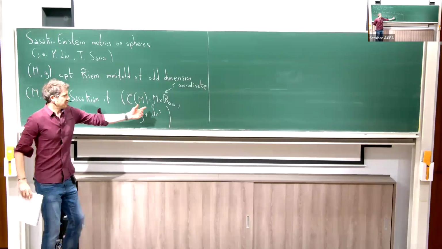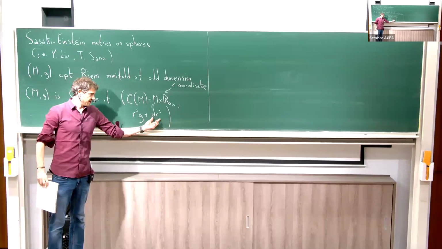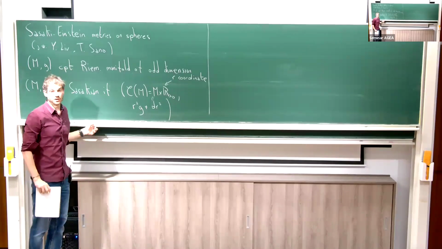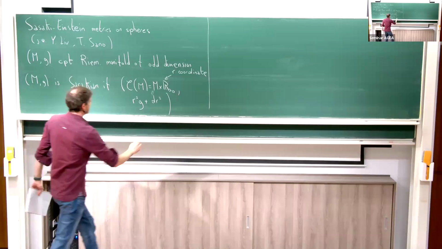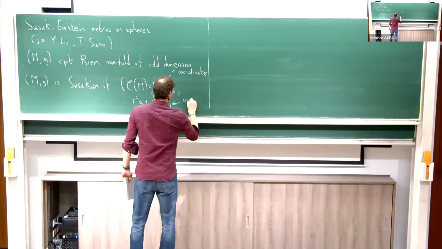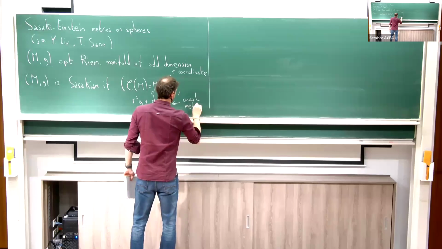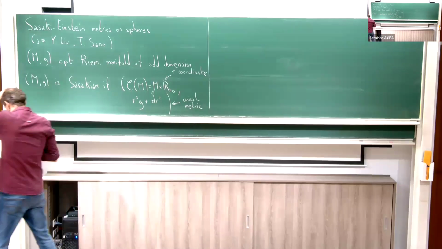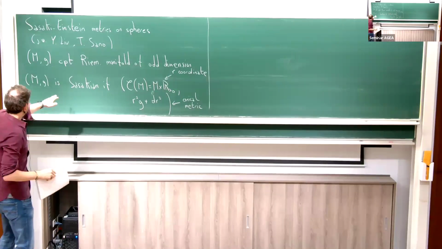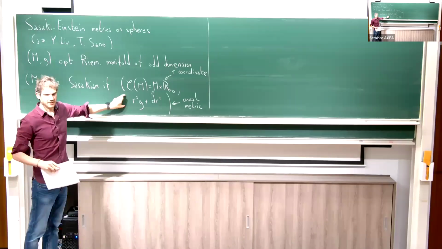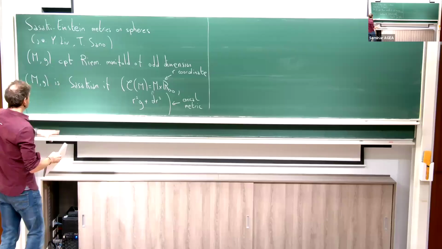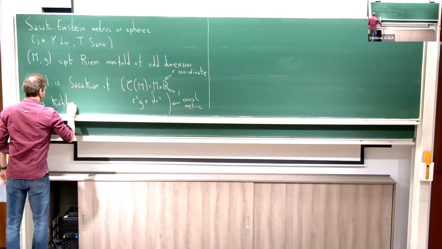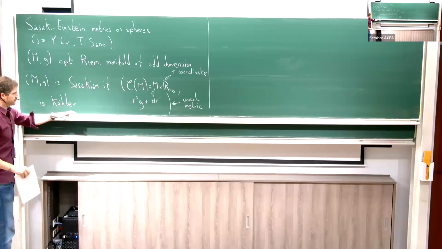So you don't take the product metric on these two. On one factor, yes, this is just the Euclidean metric on R plus, and here you warp it with this r squared. This is called the conical metric. If you work a bit with metrics, you have seen this already. Otherwise, this is just a simple definition. And you say that M, g is Sasakian if this guy is Kähler. So note that this has more than one requirement, right?